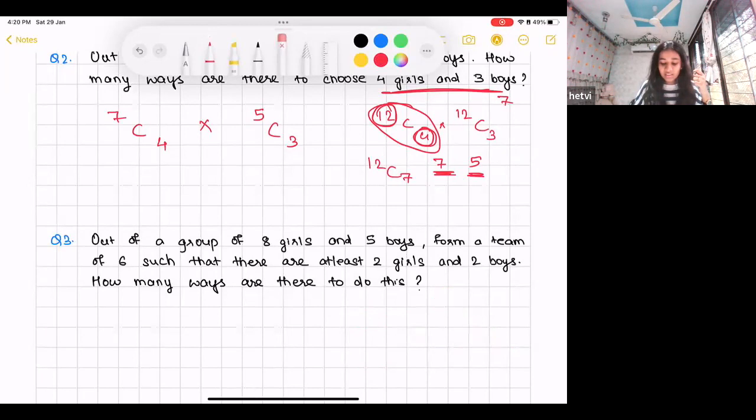The question states that there are 8 girls and there are 5 boys, and out of the 8 girls, we definitely want 2 girls, and out of the 5 boys, we definitely want 2 boys. But that is only 4, and we need a total team of 6. So the remaining 2 could be either girl or boy, doesn't matter. There's no specific criteria.